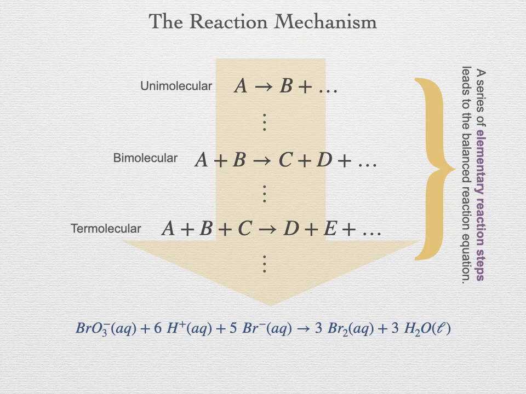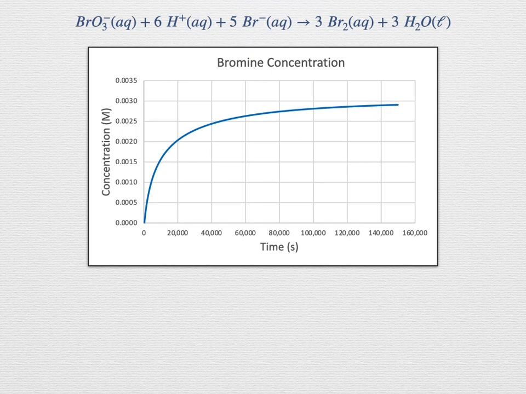So let's take a closer look at some of this experimental data. Now we're still looking at this bromate-bromide reaction. This is the same graph we saw earlier. It tells us the way that the concentration of bromine changes with time. And this is an excellent proxy measure for the rate of the reaction. But first, what do we mean when we say rate of the reaction?